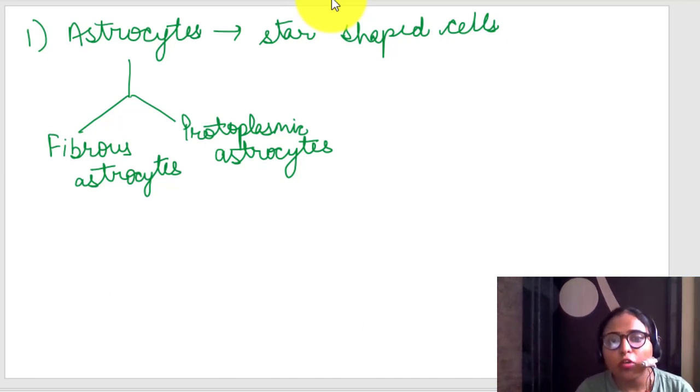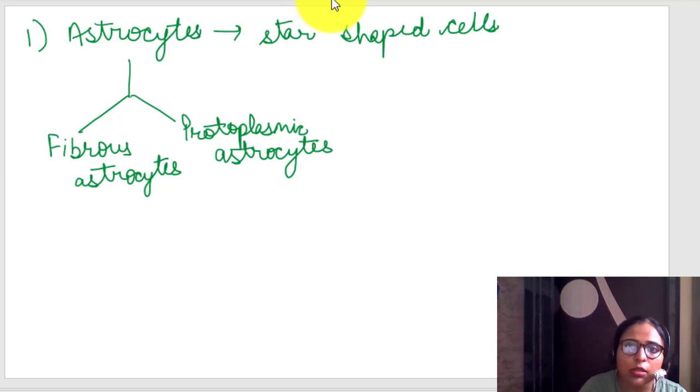So, if you talk about the astrocytes, they are star-shaped cells and they also provide support to the nervous system centrally because they are present centrally. That is why they are classified under your central glial cells. Simple, right? So astrocytes are star-shaped cells and they provide the support to the nervous system, your central nervous system.